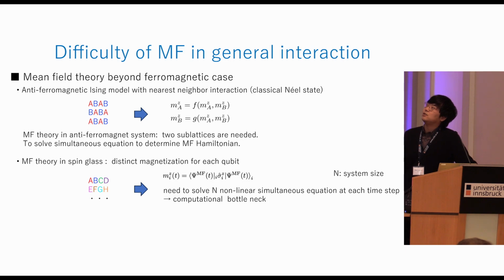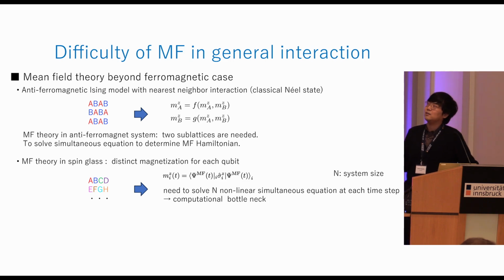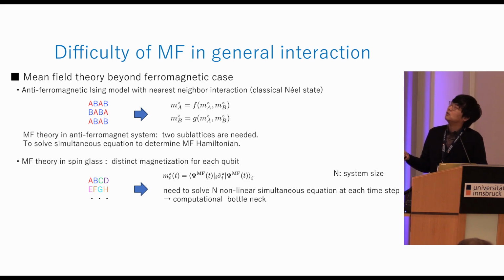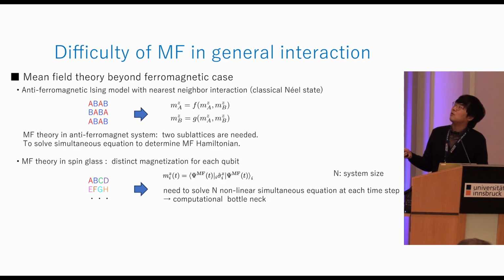However, if the interaction has non-uniformity, like a spin glass, we have to distinguish the magnetization for each qubit, because we don't know in advance what configuration is realized due to the non-uniform interaction. So we need to solve N nonlinear simultaneous equations at each time step, because the right-hand side of this self-consistent equation depends on the magnetization of all the sites. So it may become a computational bottleneck.